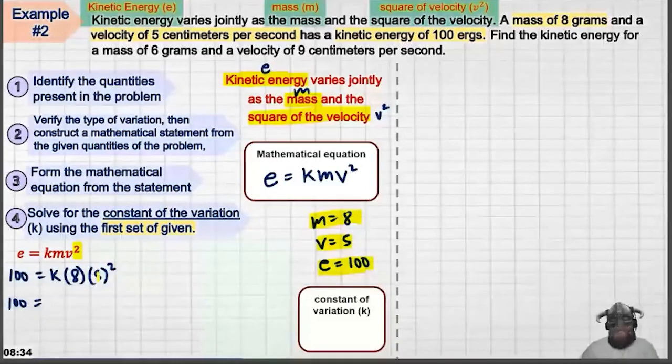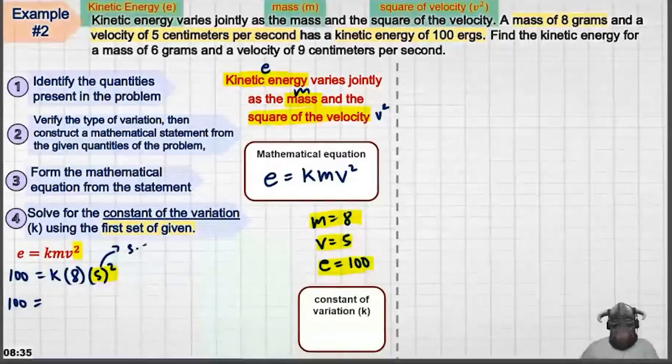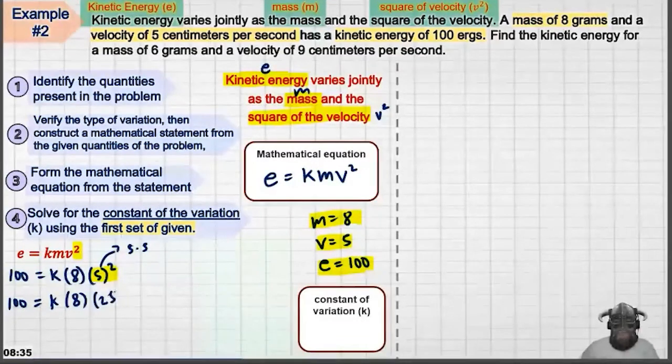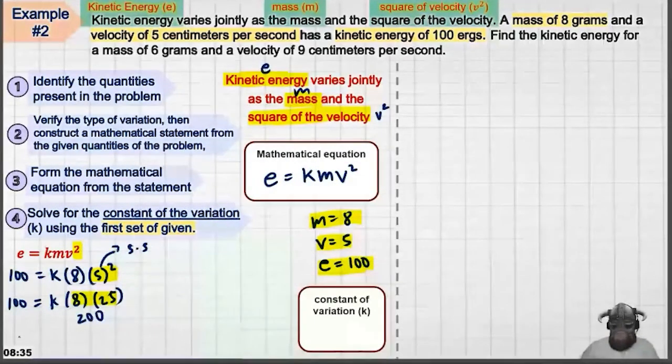Yan. So, simplify muna natin yan. 5 squared will just be the same as 5 times 5, which is equal to 25. So, let's just copy 8 muna. Then, 5 squared will just be equal to 25. Now, from there, we can just multiply 8 times 25. That will become 200. So, this one will become 100 is equal to 200K.